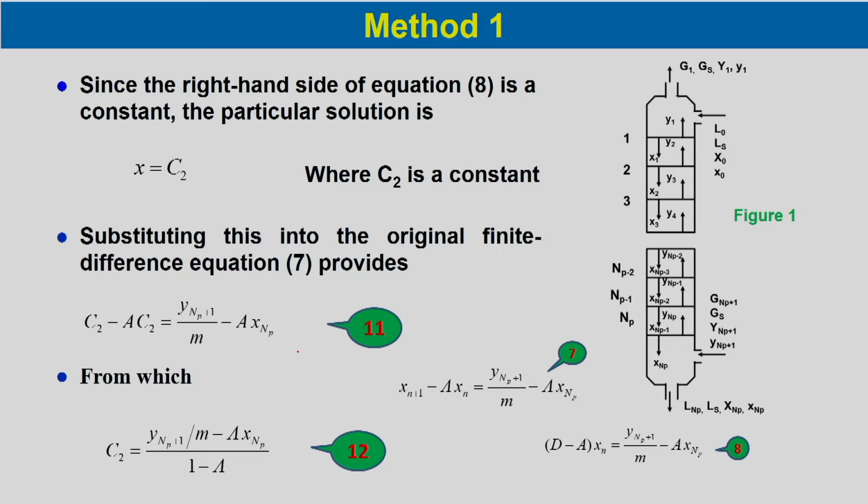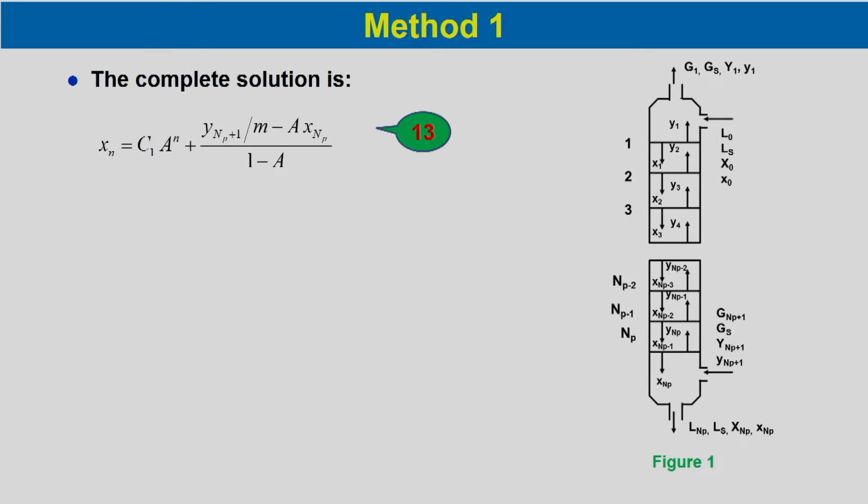So, this is the solution for C 2. C 2 we know, and then the complete solution would be x n is equal to C 1 a to the power n plus y n p plus 1 by m minus a x n p by 1 minus a. Now, we have to obtain this C 1.